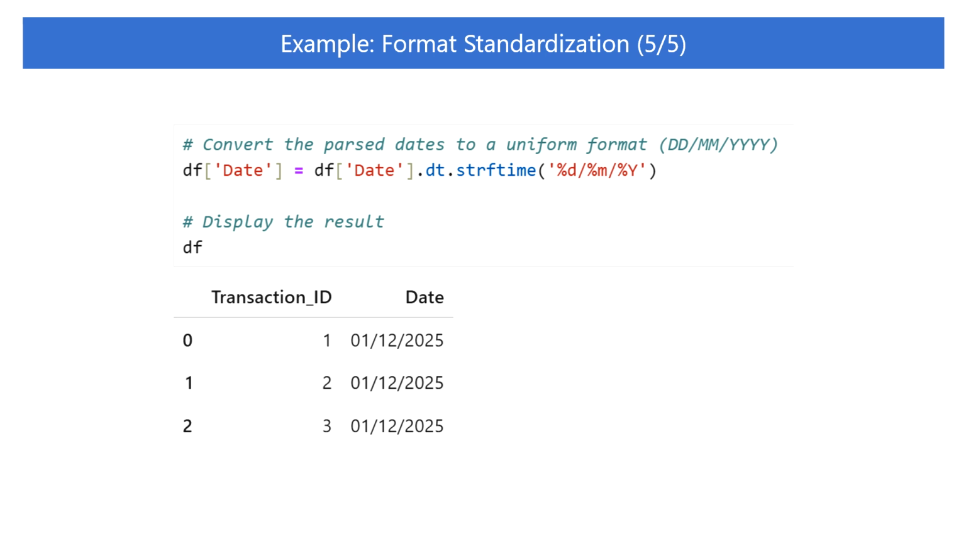Now, the data type of the date column is converted to datetime, and the format is standardized. So, we can use the strftime method to convert the dates to another uniform format in this way.